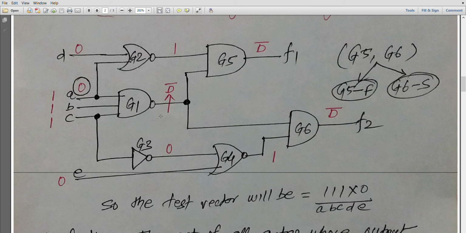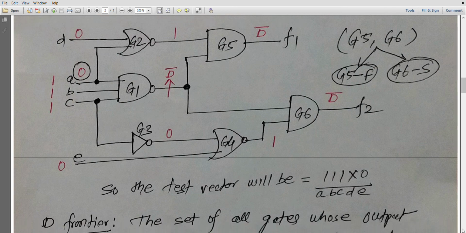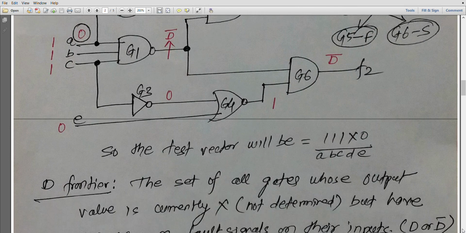In my propagation path, what are the inputs that are connected? A is connected, B is connected, C is connected, and E is connected, because I am propagating D bar through G6. I am not propagating D bar to G5. If I was propagating D bar to G5, I would have to consider D with some logic. So D will be don't care for me, and the test vector will be 1 1 1, don't care, and 0, where A, B, C have to be 1, D can be any value, and E has to be 0. So this is how I have generated the test pattern, and I have decided that F1 is the wrong path for me and F2 is the correct path for me.